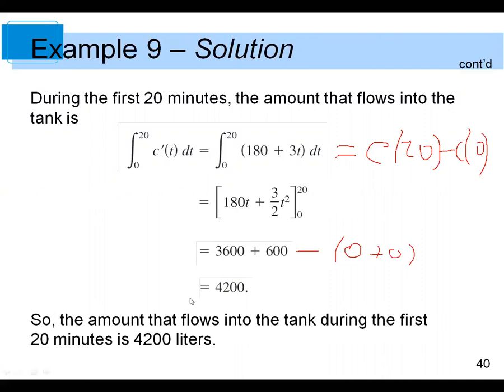Okay, it's 4,200. So what that means is that the amount that flows into the tank during the first 20 minutes is 4,200 liters, or the tank gained 4,200 liters of chemical in the first 20 minutes. Now look at this. C prime of t is liters per minute. dt represents the change in minutes, so it's kind of like you're multiplying by minutes. Well, if you do some unit analysis, liters per minute times minutes, you would get liters, and that's exactly what the units are on your answer.